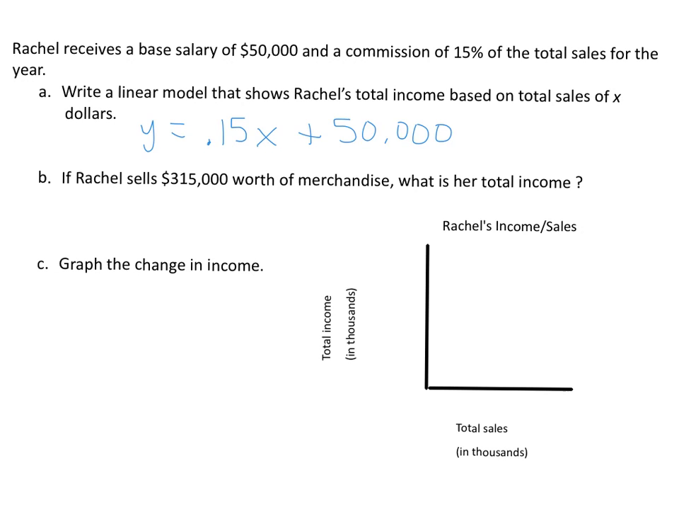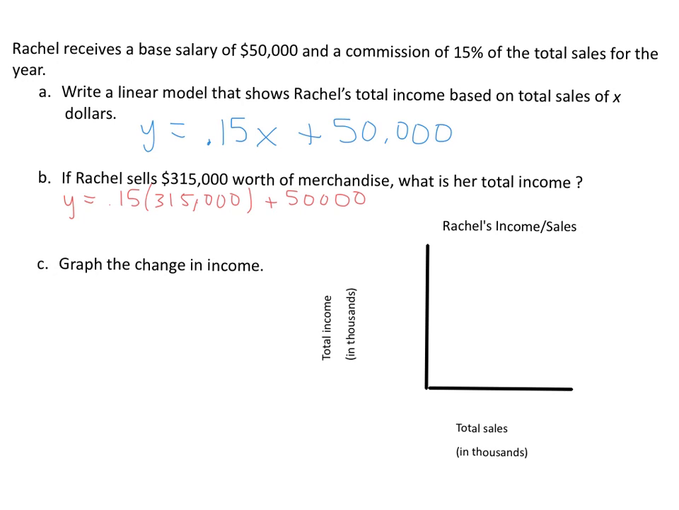Okay, part B. If Rachel sells $315,000 worth of merchandise, what is her total income? So now 315,000 is the number that I want to plug in for x and figure out how much money she will make for that year. So I'm going to plug in 315,000 for x in my equation and then add 50,000.